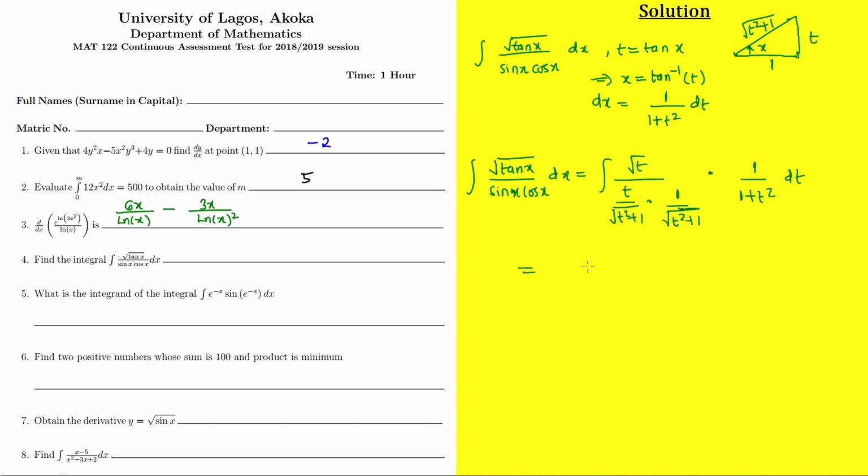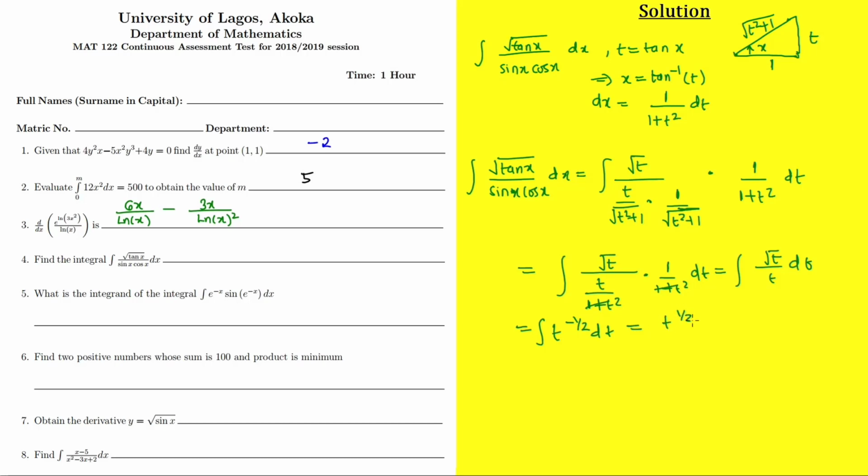Here, this will simplify to the square root of t, all divided by, now here I have square root of a multiplied by square root of a. That means this will give me t over 1 plus t squared multiplied by 1 over 1 plus t squared dt. So this will give me the integral of the square root of t over t, because this will cancel out this, and I will have this to be the integral of t raised to the power of minus 1 over 2 dt, which is what?